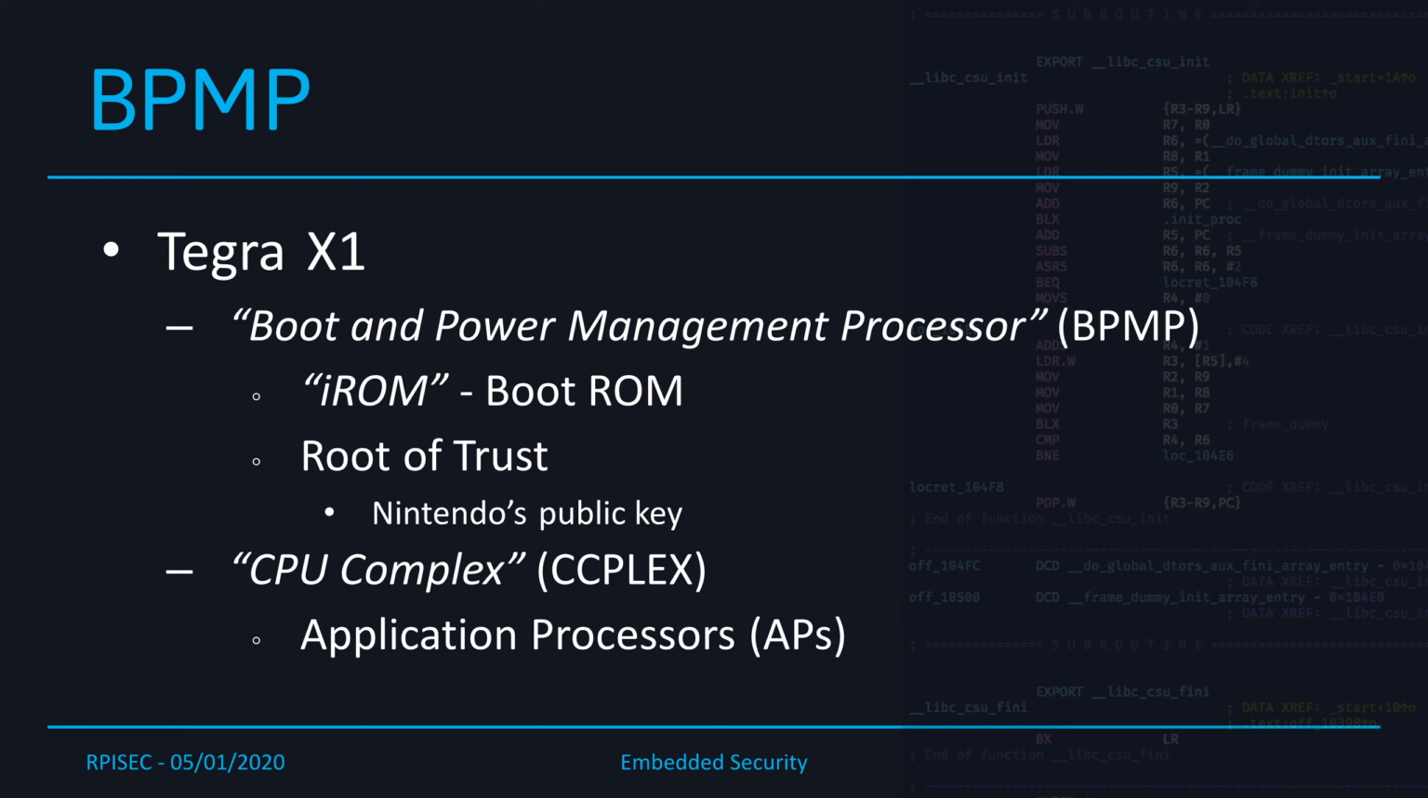So theoretically, the iROM running on the Boot and Power Management Processor is going to be imposing the constraint that only Nintendo's public key will be allowed to run, and you'll only ever be able to run a kernel that Nintendo has signed. And then there is the application processor that they call the CPU complex, or CCplex. I'm just going to call it the application processor. There's multiple cores, but it's conceptually an application processor.